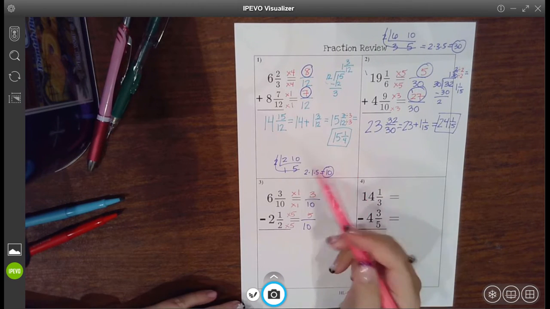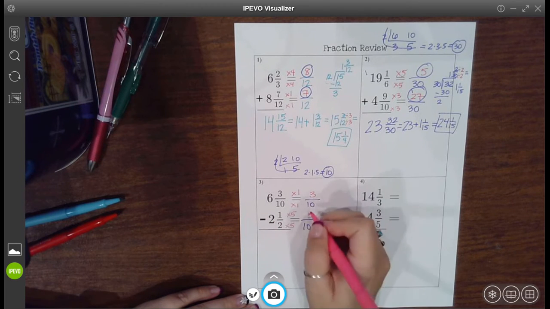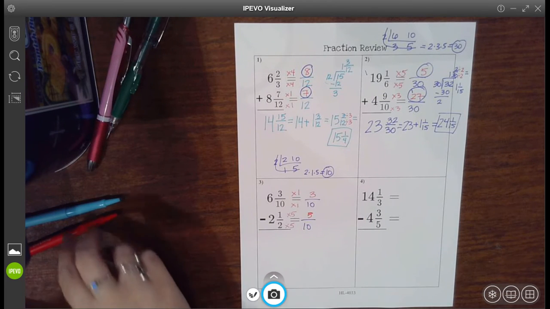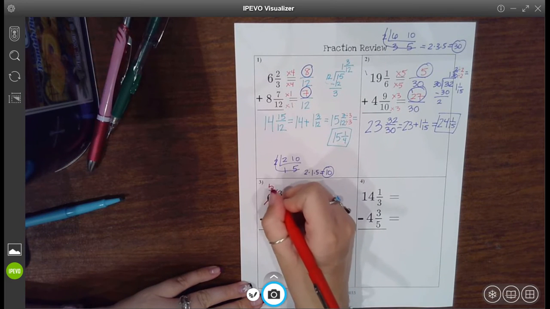Now this time, we're not adding like we were up above. Always double check that sign. You're subtracting. So you're taking 5 away from 3. Uh-oh. Can we do that? We can't. So I need to borrow from the whole number.